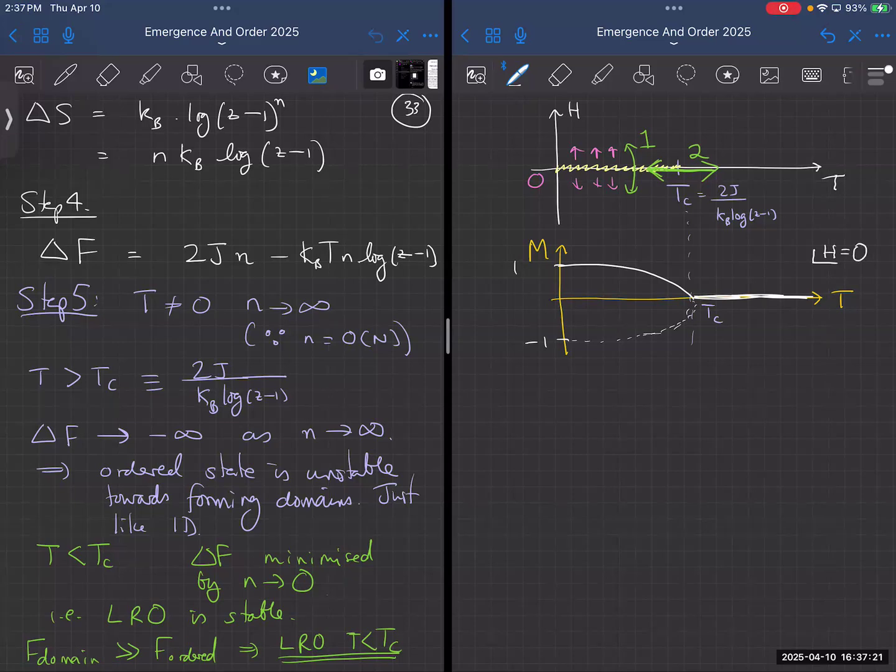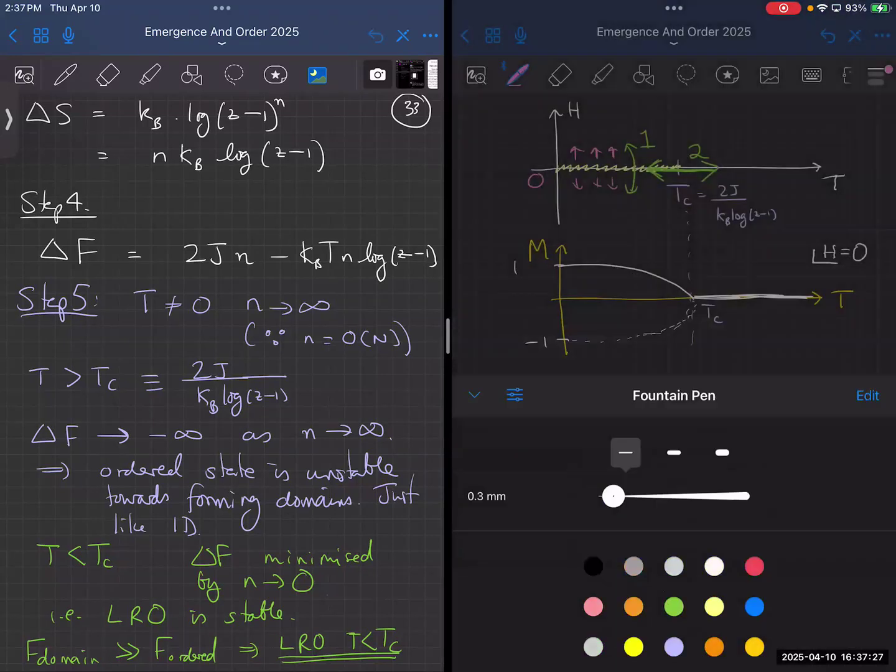Now, how you know that it's a continuous transition rather than a discontinuous one, so this is called a continuous transition.